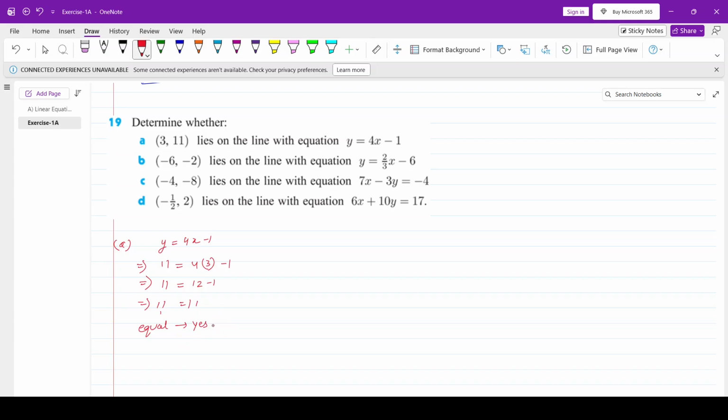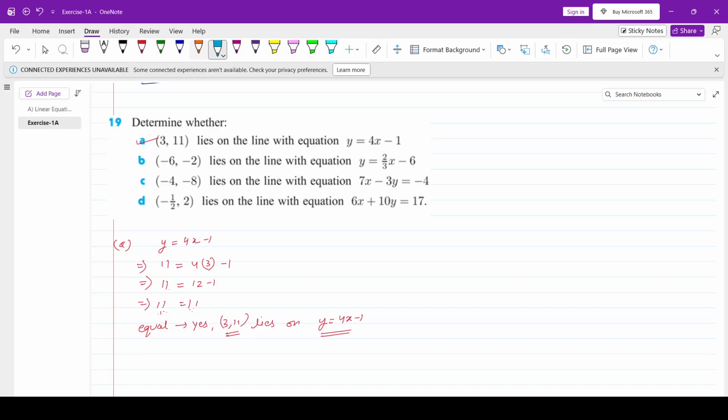Yes, 3 comma 11 lies on y is equal to 4x minus 1. Had these two values not been equal, then this point wouldn't have lain on this line. So our answer would have been no in that case. If this value was not equal to this value, then our answer will be no, that this point does not lie on this equation. So I have done this question.